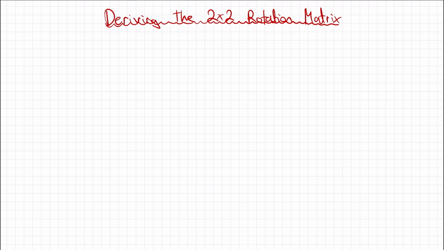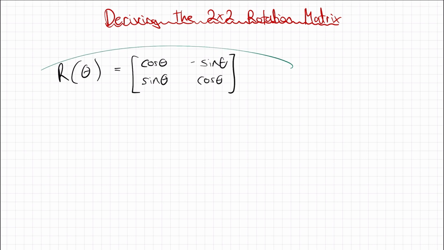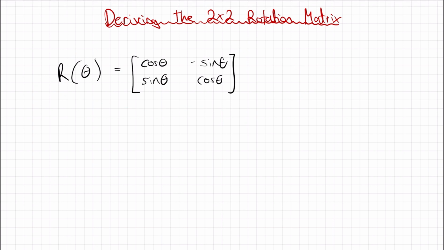So if you don't know, the 2x2 rotation matrix is essentially just a matrix which allows you to rotate points in a 2D plane by a specified angle. And it basically looks like this. So it's cos theta, sine theta, minus sine theta, cos theta. And I'm going to be showing you guys how we can actually derive this using just basic matrices skills.